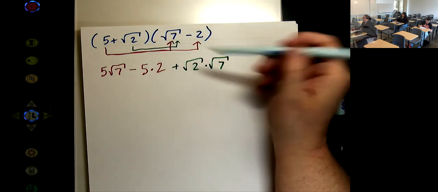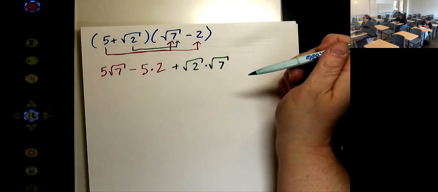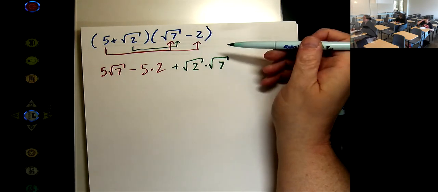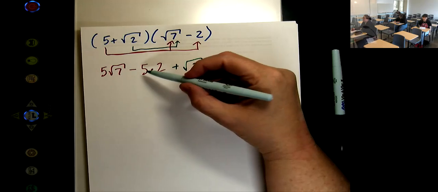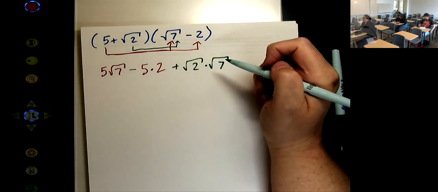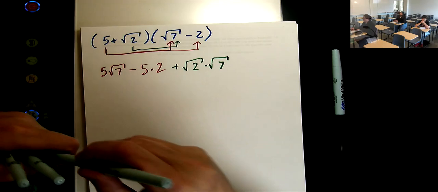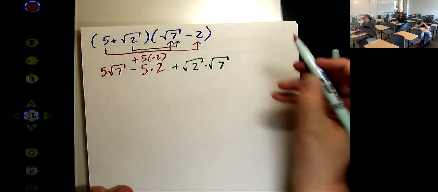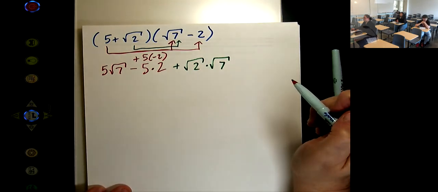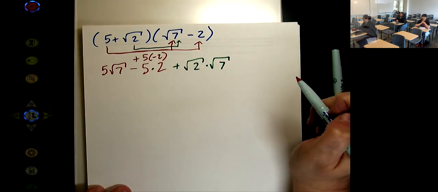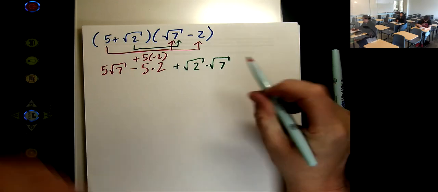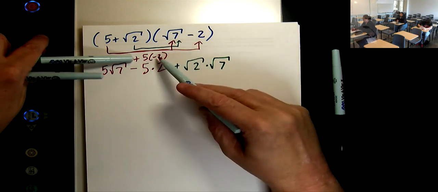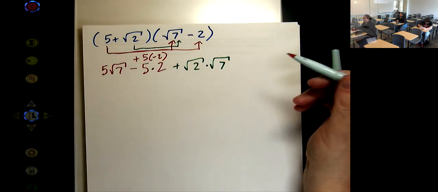Why isn't it minus 5 times 2? Because there's a minus here. I could say plus 5 times negative 2. Doing this is the same thing as doing that. This helps better. The plus and the minus kind of overrides the plus.